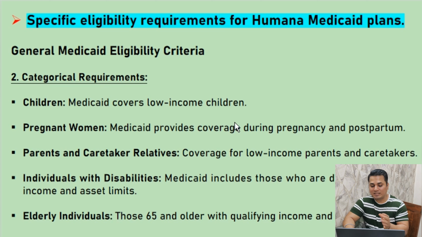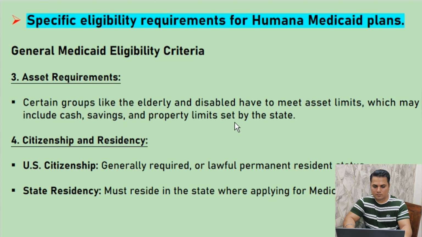Parents and caretaker relatives: coverage for low-income parents and caretakers. Individuals with disabilities: Medicaid includes those who are disabled and meet income and asset limits. Elderly individuals: those 65 and older with qualifying income and asset levels. Number three, asset requirements. Certain groups like the elderly and disabled have to meet asset limits, which may include cash savings and property limits set by the states.